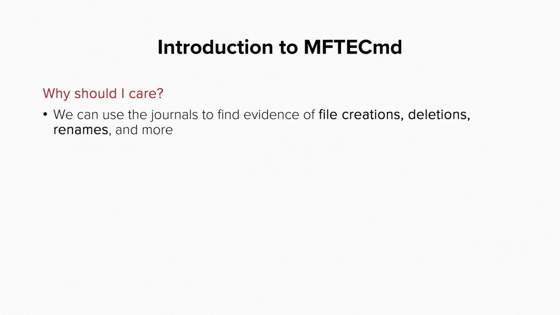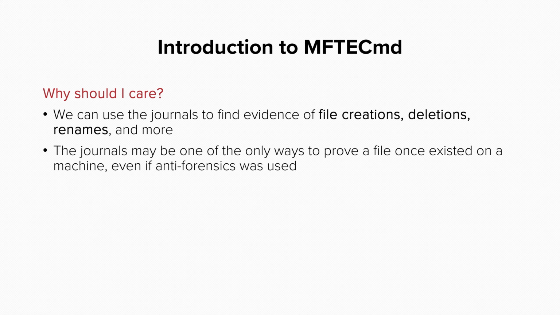If this is your first time taking a look at this though, you may be wondering, why should I care? I mean, seriously, why is this even forensically relevant to begin with? Well, the answer is, it's because we can use the journals to find evidence of things like file creations, deletions, renames, and more. The journals may be one of the only ways to prove that a file once existed on a machine, even in some cases where anti-forensics was used. So it's a big deal.